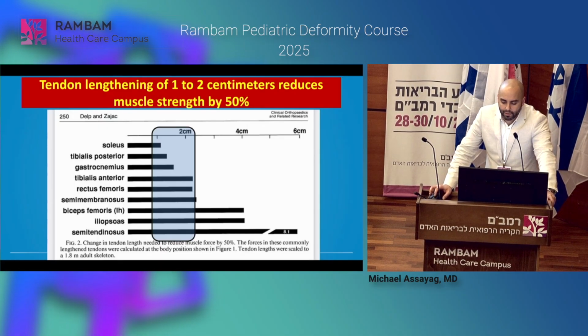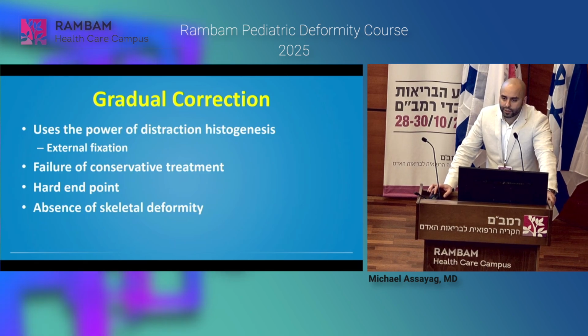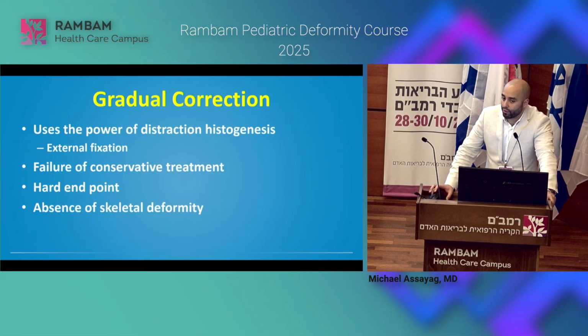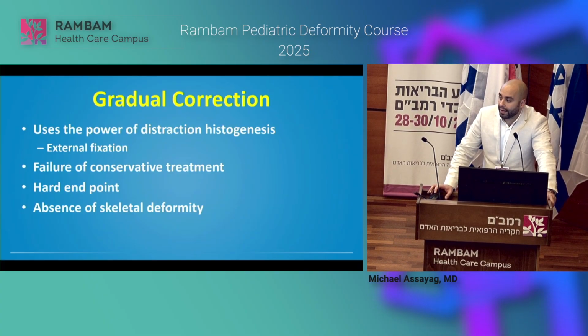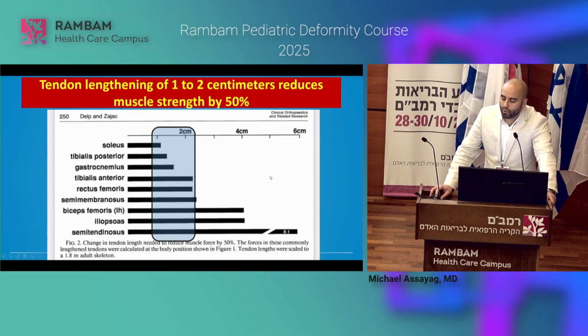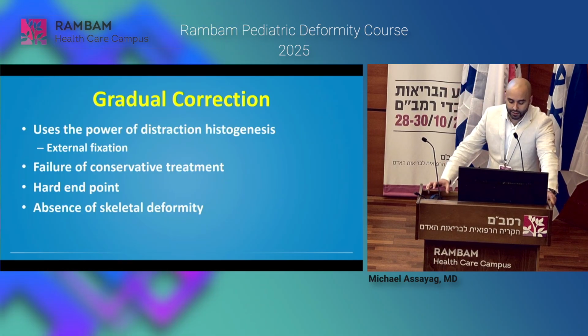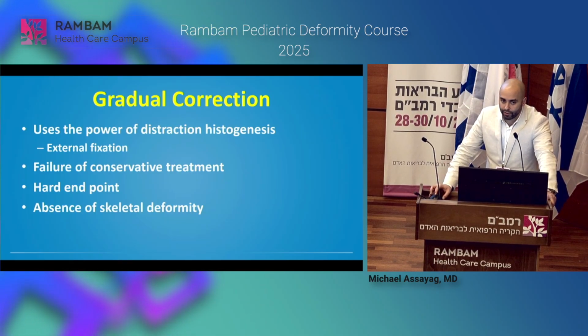And they become very unhappy about that. And that's when gradual corrections come into play. So gradual corrections in our practice will be reserved for patients who have severe deformities that cannot be corrected acutely, or that would require lengthening of the tendons more than these 1 to 2 centimeters and to prevent weakness. And we use them usually when all else fails in the absence of skeletal deformity.